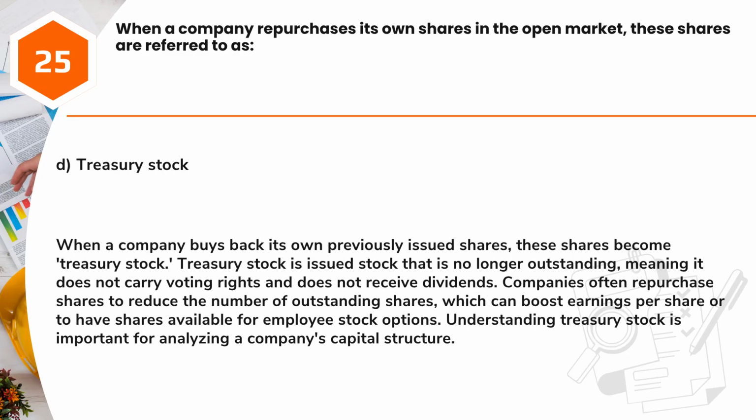Answer, D. Treasury stock. When a company buys back its own previously issued shares, these shares become treasury stock. Treasury stock is issued stock that is no longer outstanding, meaning it does not carry voting rights and does not receive dividends. Companies often repurchase shares to reduce the number of outstanding shares, which can boost earnings per share or to have shares available for employee stock options. Understanding treasury stock is important for analyzing a company's capital structure.